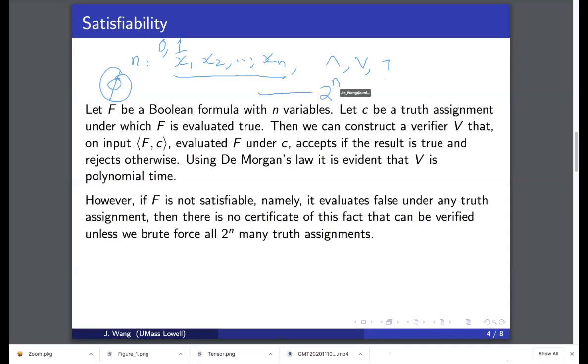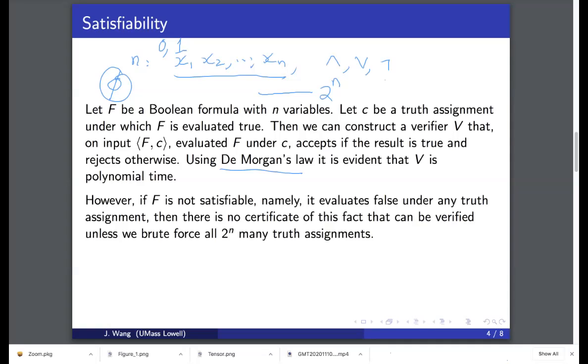So that's exponentially many. But if you are presented with just one truth assignment, and I evaluate this formula under that truth assignment, that evaluation is polynomial time. You simply use De Morgan's law to verify this Boolean formula under a particular truth assignment. So that can be done in linear time, actually, right? So it can be done efficiently.